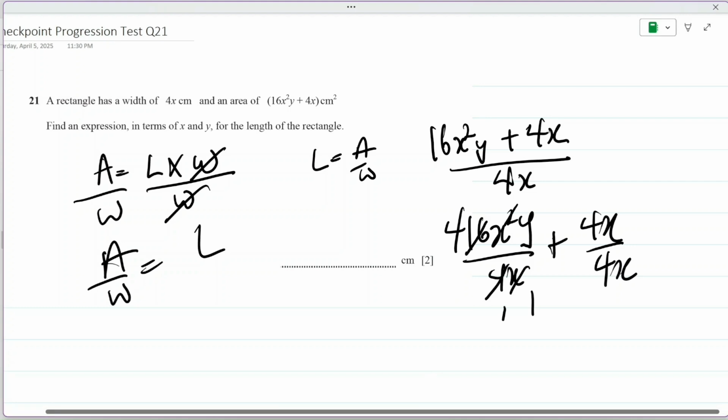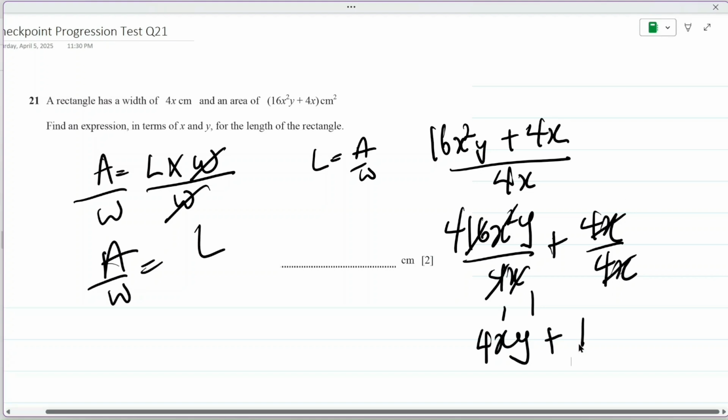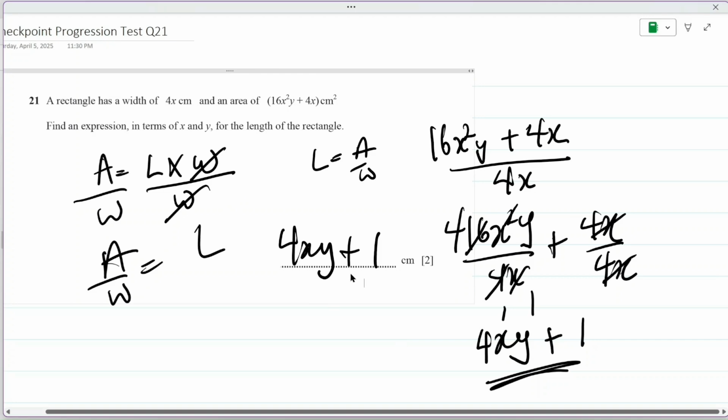So on this side, you'll be left with 4xy plus, 4x cancels 4x, you get 1. It's like saying 2 divided by 2, you get 1. So the answer to this question is 4xy + 1. You can write it here, 4xy + 1. That's the answer for an expression of the length.